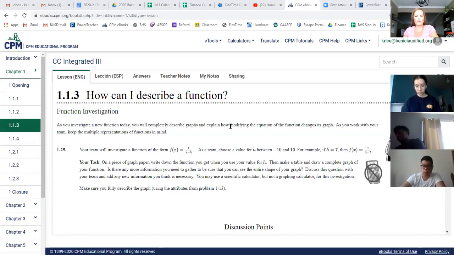So how can you describe a function? We're going to investigate the function f of x equals 1 over x minus h. So we're going to pick a value between negative 10 and 10. For example, if we chose 7, it's 1 over x minus 7. We get to pick any number we want between negative 10 and 10.